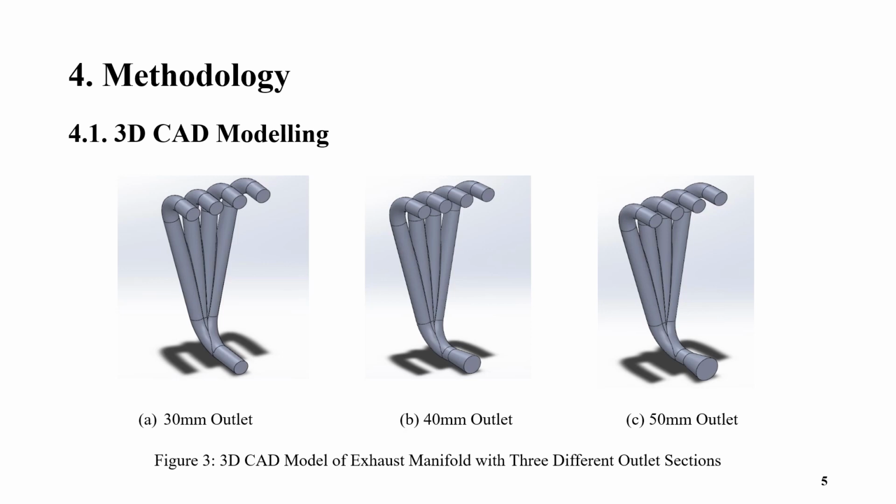Now I shall be discussing the methodology of this project, which includes the 3D CAD modeling and the numerical analysis of the entire project. Taking the parameters of a conventional vehicle, we have modeled three different exhaust manifolds with three different outlet diameters. That includes the 30 millimeter outlet, the 40 millimeter outlet, and the 50 millimeter outlet as well. All the designs have been conducted through SolidWorks.